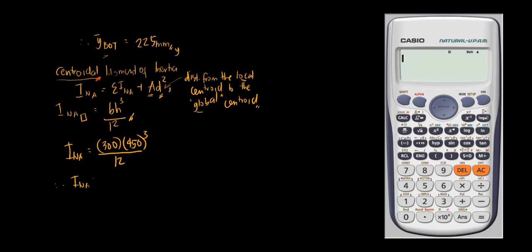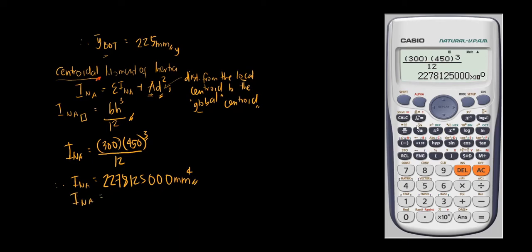Next, we have base 300 and our height, which is 450, cubed over 12. I'm sure you have solved sample problems like this in your other subjects. So we have 2, 2, 7, 8, 1, 2, 5, and then 3 zeros. So our unit will be millimeters to the fourth, or we can use engineering notation. We'll be using engineering notation for the final answer of our problem with 4 decimal places. So we have 2.2781 times 10 raised to 9 millimeter raised to 4, and store it to B in our calculator.